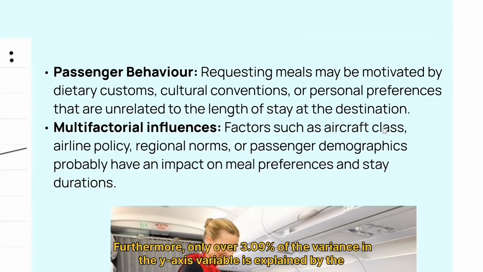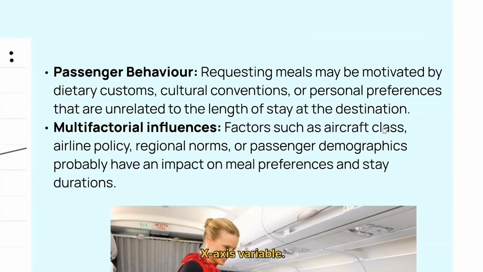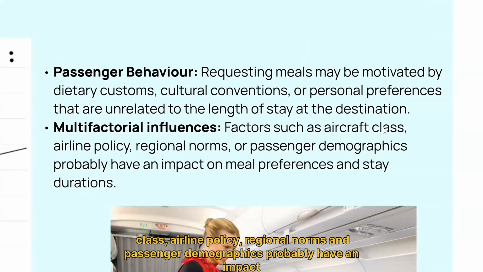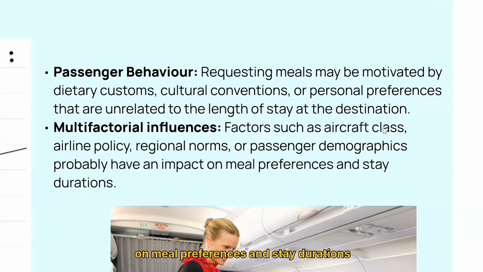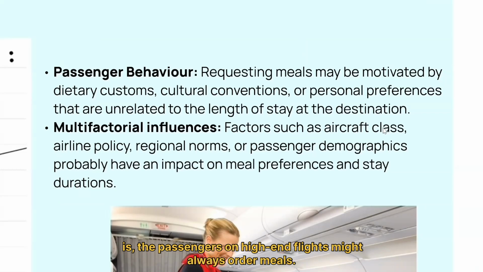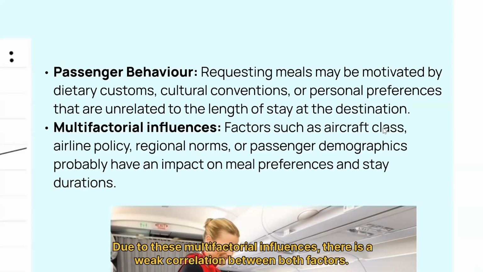Furthermore, only over 3.09% of the variance in the y-axis variable is explained by the x-axis variable. This indicates that variables other than in-flight food demand account for most of the variance in the mean length of stay ratio. Although they're not taken into consideration in this analysis, factors such as aircraft class, airline policy, regional norms, and passenger demographics probably have an impact on meal preferences and stay durations. For instance, passengers on low-cost flights might skip meals regardless of how long the flight is, but passengers on high-end flights might always order meals. Due to these multifactorial influences, there is a weak correlation between both factors.